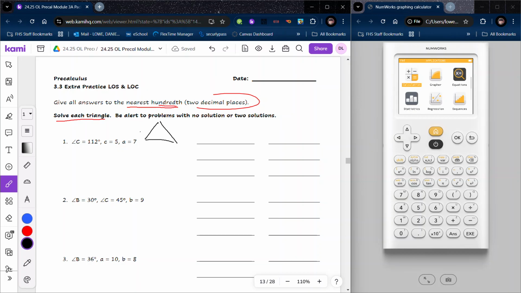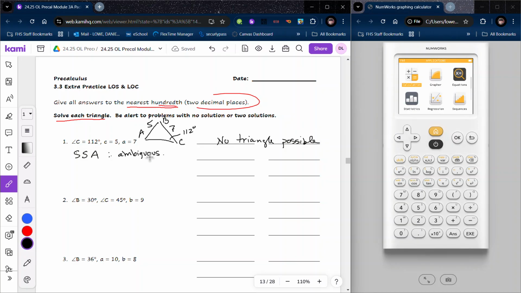So if I say triangle ABC, I know that I have 112 degrees for angle C. Opposite, I have 5, and opposite A, I have 7. If we look at this situation that we have drawn out, we have a side, side, angle situation, so it might be ambiguous. And in this case, we would have no triangle possible.